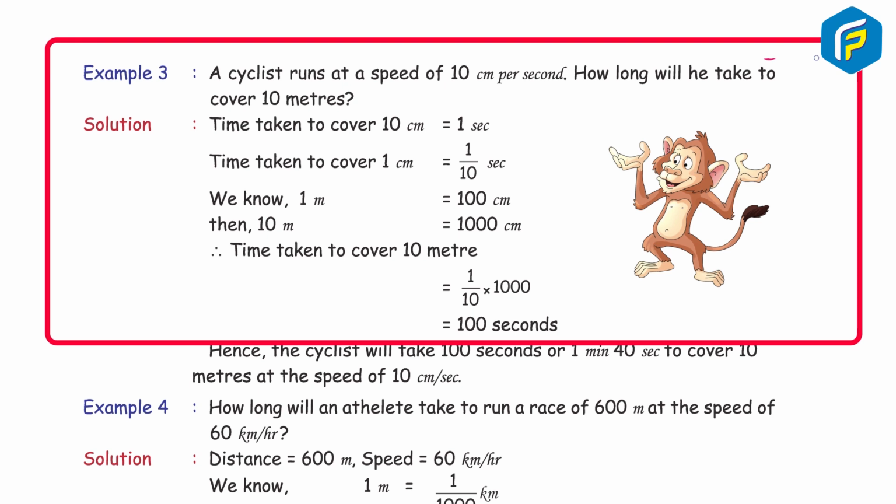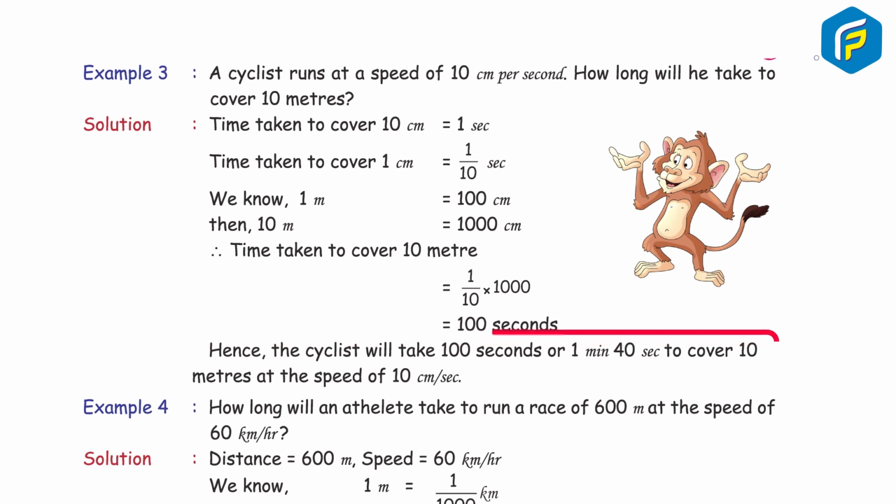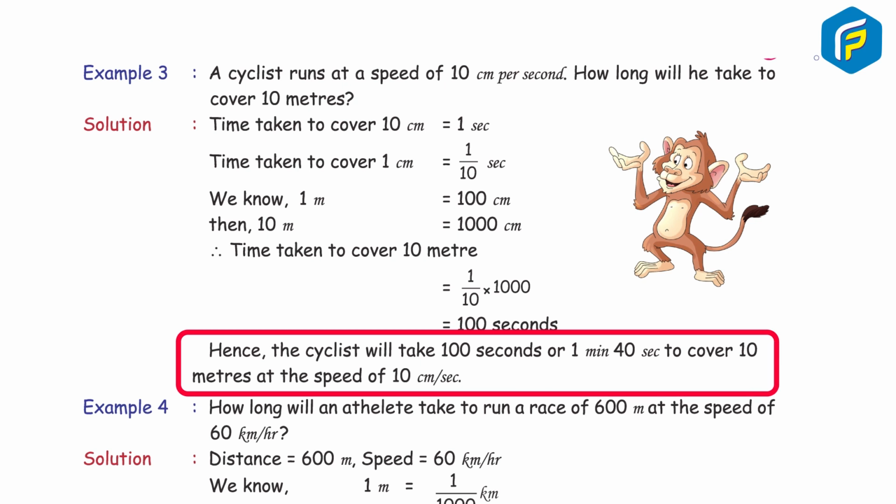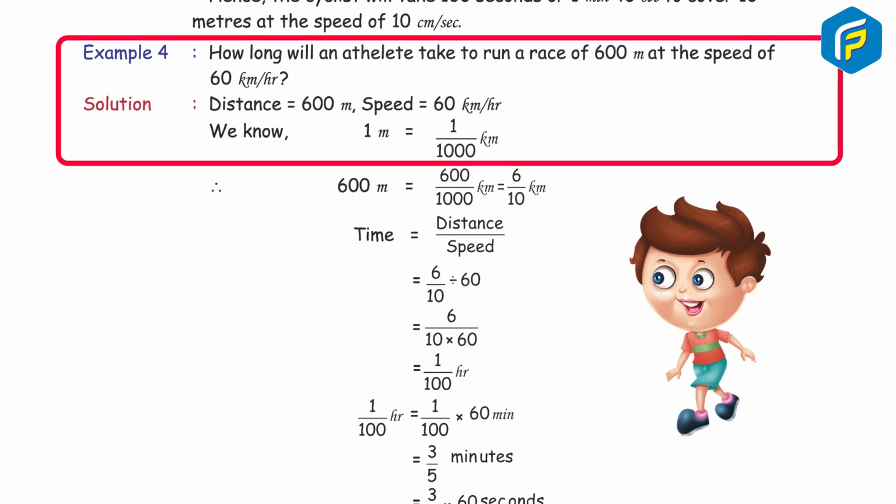Then 10 centimeter is equal to 1000 centimeter. Time taken to cover 10 meters is 1 upon 10 into 1000, which is equal to 100 seconds. Hence, the cyclist will take 100 seconds or 1 minute 40 seconds to cover 10 meters at a speed of 10 centimeter per second.